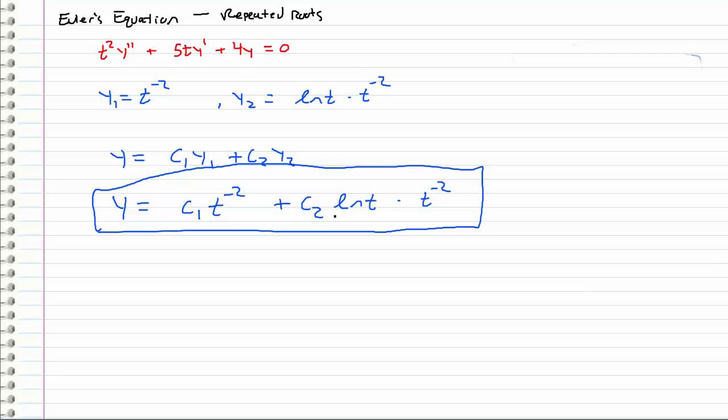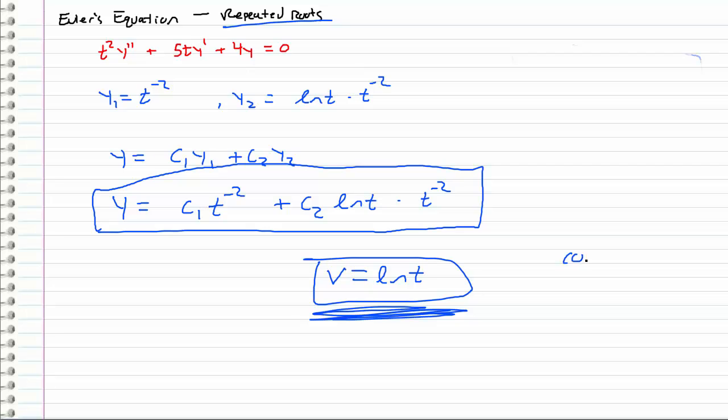And the cool thing to know is that no matter what, in an Euler's equation, for the repeated roots case, our v is always going to be natural log of t. Just like in the constant coefficient case, where I said our v will always come out to be t, it's the same thing for Euler's equation except it's natural log of t. So that's a little shortcut. You don't have to go through that reduction of order every time because it's going to be the same thing every time.